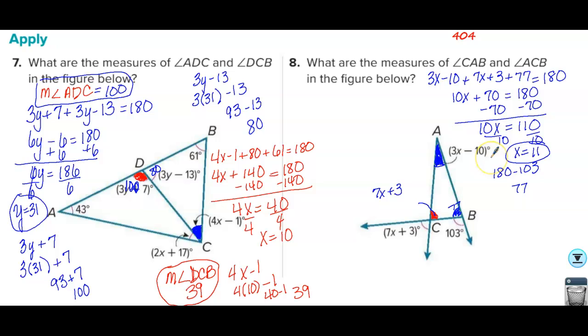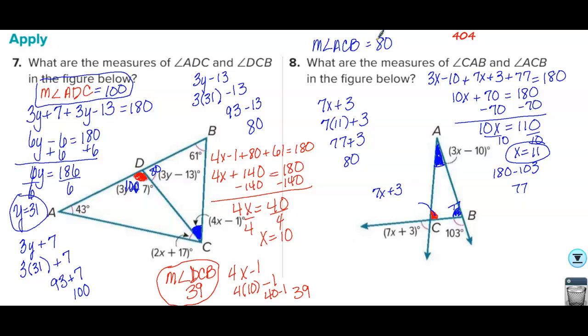Okay, so now I can solve for these angles. They want the red one. The red one I know is 7x plus 3. And I know x is 11. So I substitute 11. That would be 77 plus 3 is 80. So the measure of angle ACB is 80.